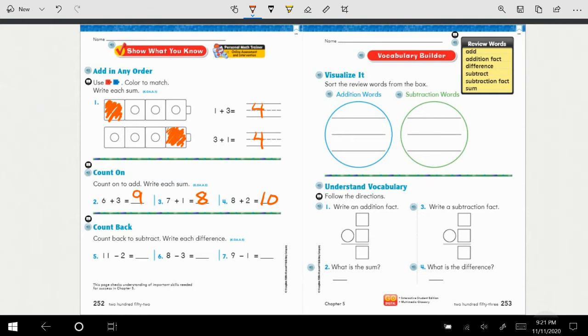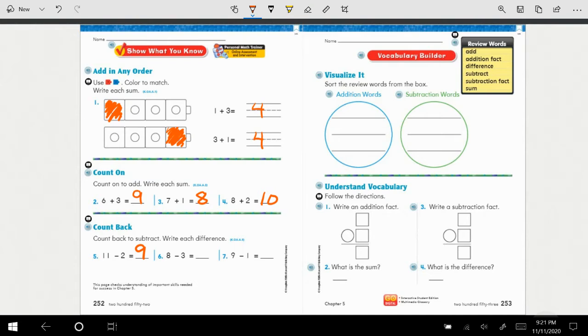Number 5, this time we're counting back. So we're going to have 11 in the box, take 2 out. 11 in the box, take 2 out. 11 in the box, take 2 out, count back. 11, back. 10, 9. Okay. 11 minus 2 equals 9.